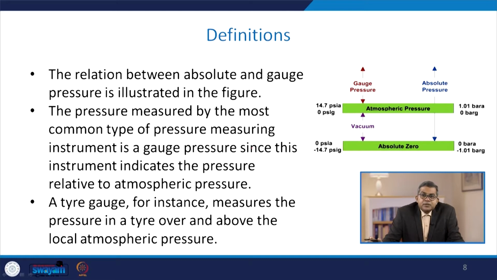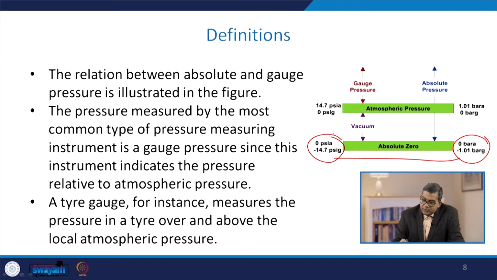Now the relation between absolute and gauge pressure is illustrated in this particular figure. Here you see that this is the absolute zero, that is 0 psi or 0 bar. Here this is the vacuum, and the atmosphere is 14.7 psi or 1.01 bar absolute. So this is the gauge pressure and absolute pressure. The pressure measured by the most common type of pressure measuring instrument is a gauge pressure, since this instrument indicates the pressure relative to the atmospheric pressure. A tire gauge, for instance, measures the pressure in a tire over and above the local atmospheric pressure.